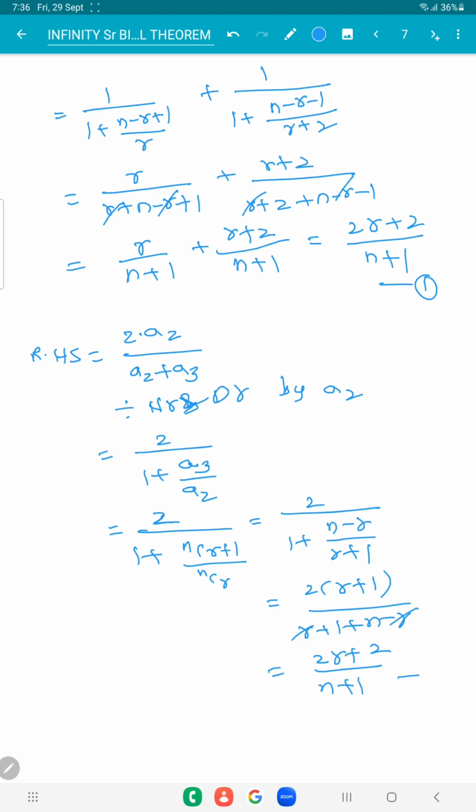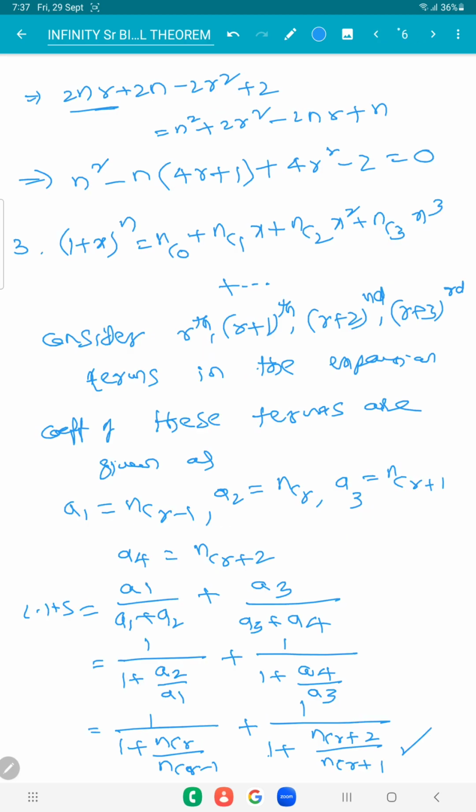Observe 1 and 2. 1 and 2 imply that LHS is equal to RHS. Do remember that in some textbooks they consider the first 4 terms. It is not advisable to consider the first 4 terms because it is not good. So generalization is needed. So the best way to write the solution for this is like this only.